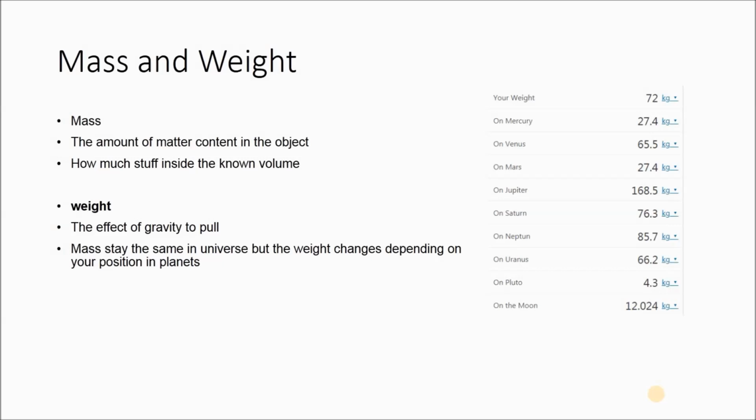Then what is the actual difference between mass and weight? Mass is the amount of matter content in an object, how much stuff is inside, the known value, is called mass. And mass is constant if we measure anywhere in the universe. Weight is the effect of the gravity pull. You have to consider the effect of the gravity. So mass will be the same in the universe, but weight will change depending upon your position.